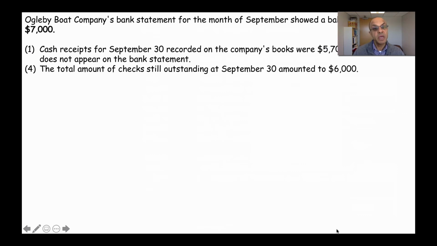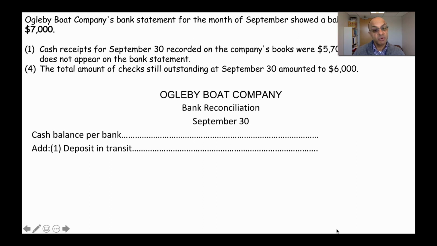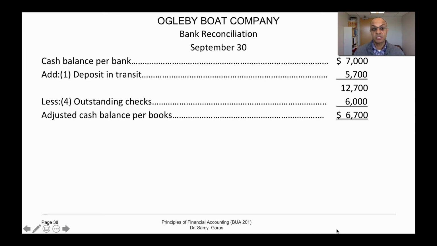How do we make it in the bank reconciliation? First, we create the title for the bank reconciliation, then we put the balance, and then we put the deposit in transit, then the outstanding checks, and then we add. So here it looks like this. We put the cash balance 7,000 plus the deposit 5,700 minus outstanding checks 6,000. We get 6,700 for the cash balance per bank. I'm sorry, here it should be per bank, not per books.